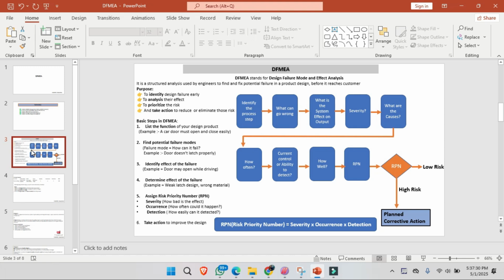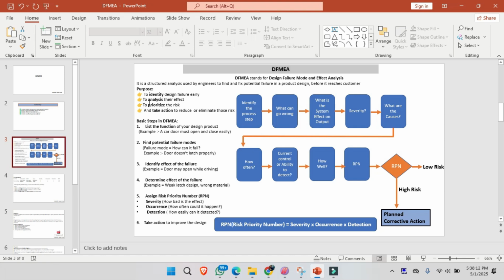DFMEA stands for Design Failure Mode and Effects Analysis. What is the definition of DFMEA? It is a structured analysis used by an engineer to find and fix potential failures in a product design before it reaches the customer. In another way, DFMEA is a systematic approach used in the design phase to identify potential failure modes, analyze their effects, and take action before the product reaches the customer.